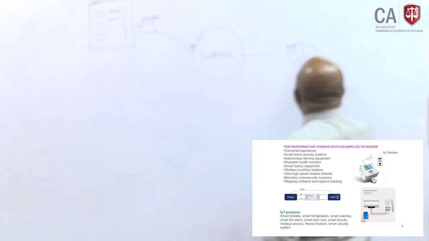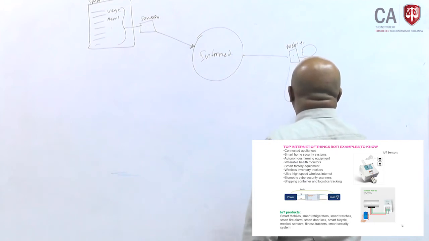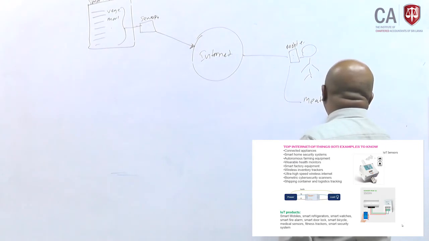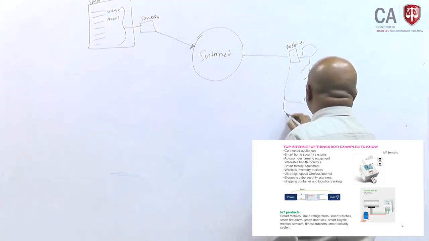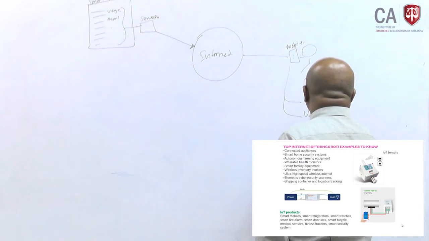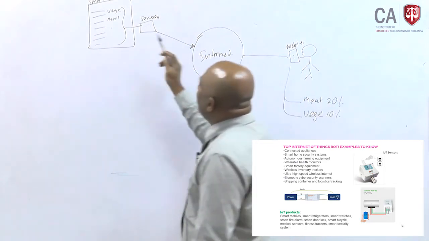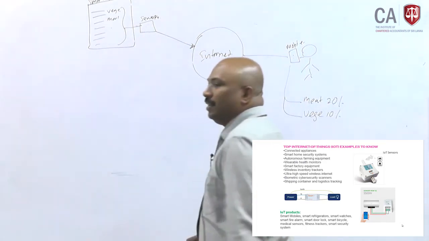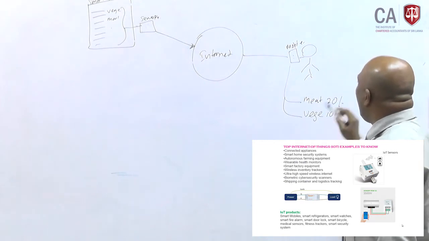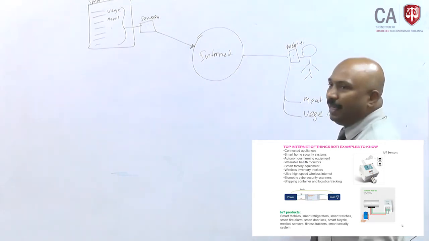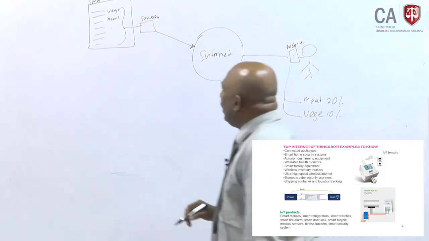So, it is telling you: meat 20%, veggie 10%. Okay, you know that the items in the fridge are reducing now. Now, you have to go to the supermarket and buy the products and put them in.